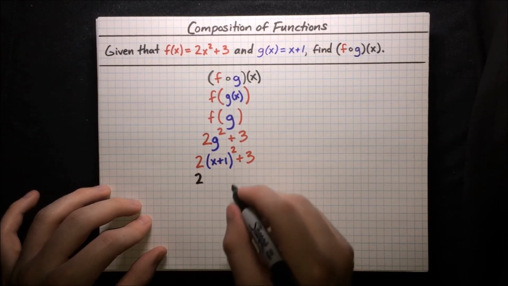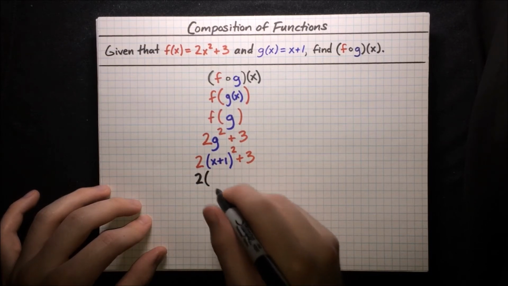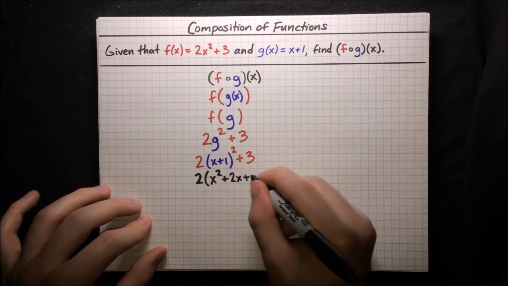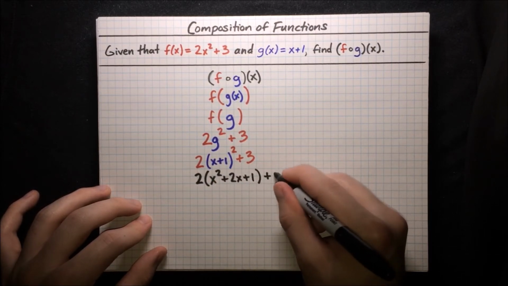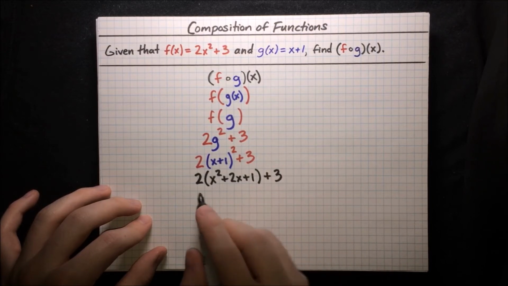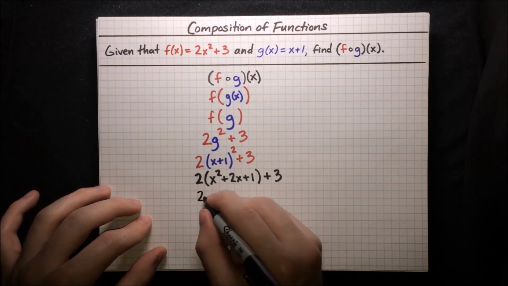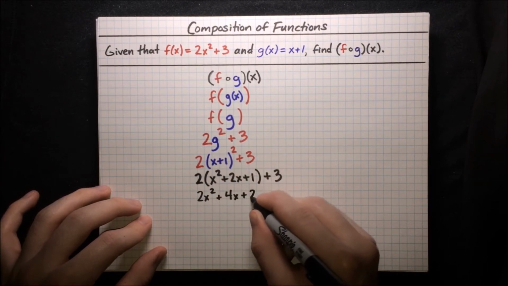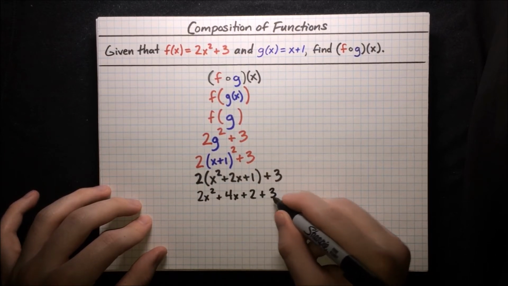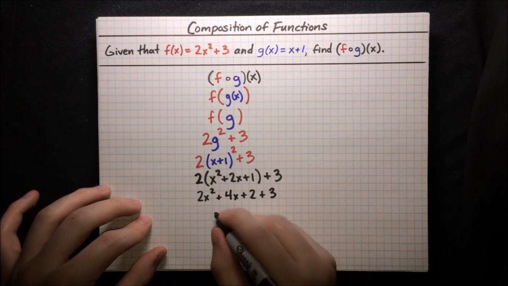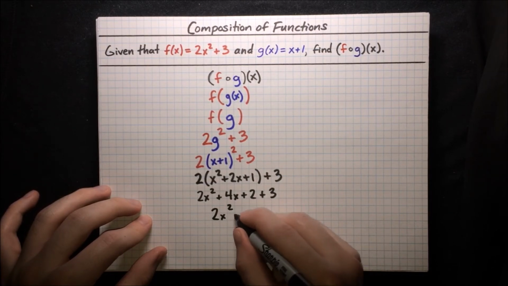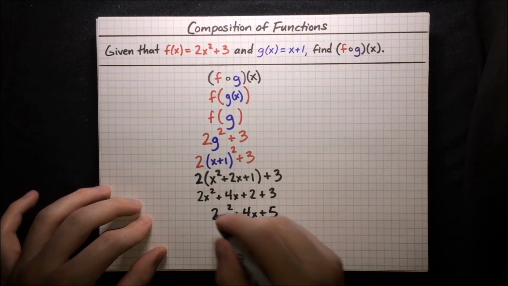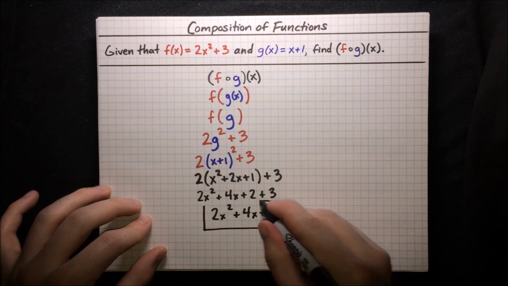2 times x plus 1 squared. Well, x plus 1 squared is just x squared plus 2x plus 1. And then we've got a plus 3 at the end. Let's go ahead and distribute this 2 over. So we get 2x squared plus 4x plus 2. And then we've got our plus 3 at the end. And combine these constants to get 2x squared plus 4x plus 5. So there we go. There is f of g of x.